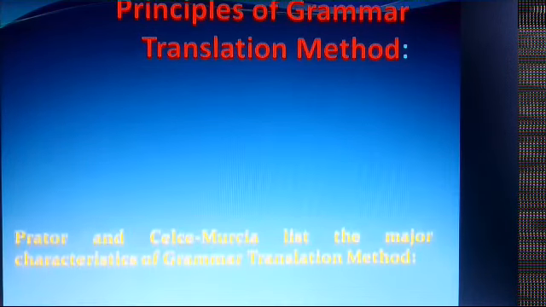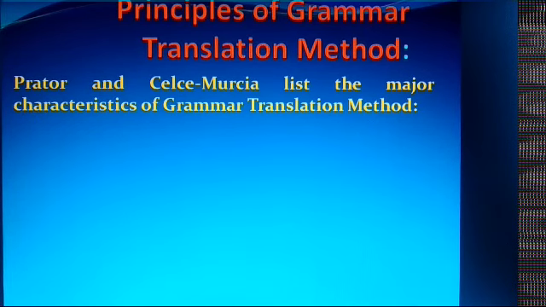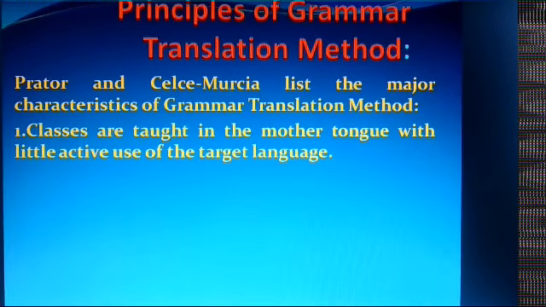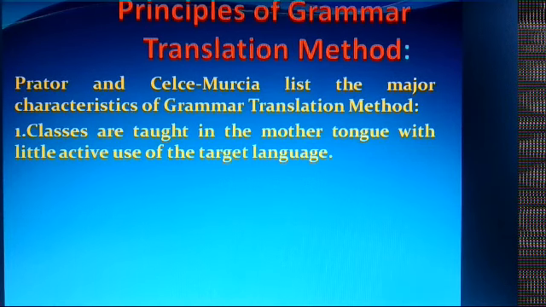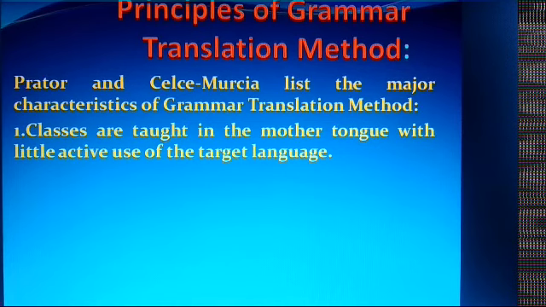Let's see. Prator and Celce-Murcia list the major characteristics of the grammar translation method. Step by step we discuss. Number 1, classes are taught in the mother tongue with little active use of the target language. That means if anyone wants to learn any language, he has to learn the mother tongue and he can take help from the mother tongue to learn the target language.